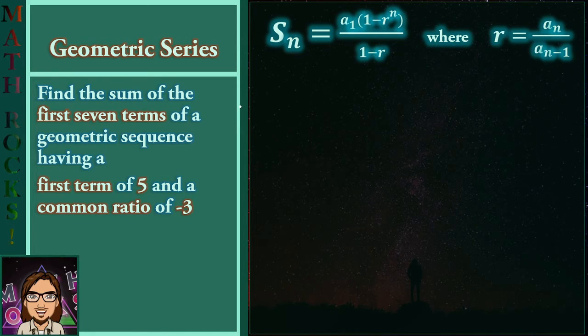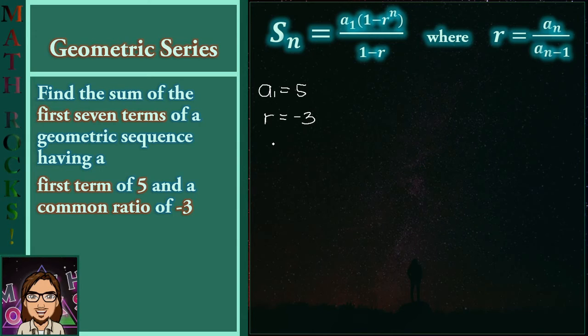And now for our third example, we need to find the sum of the first 7 terms of a geometric sequence having a first term of 5 and a common ratio of -3. So here we are directly given the information about the first term as well as the common ratio. So again, applying the same procedure.